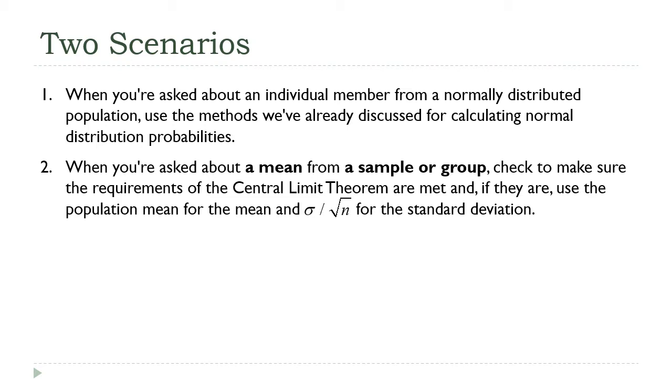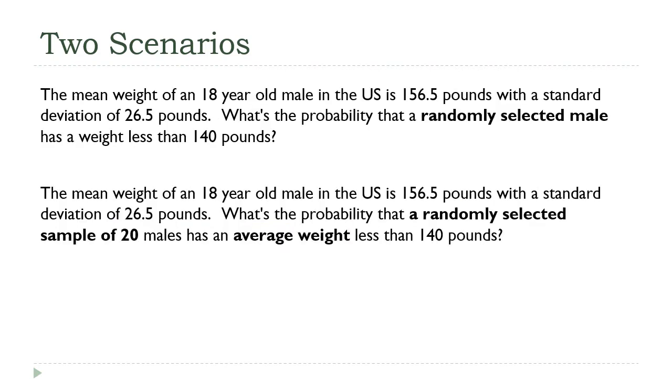If you're asked about the mean of a sample or a group, then you do two things. First, you check to make sure the requirements of the central limit theorem are met. That's that the population is normal or the sample size is greater than 30. And if they are, then use the population mean for the mean and make this adjustment to the standard deviation. All right, so let's look at two examples, two scenarios here that are going to illustrate those two cases.